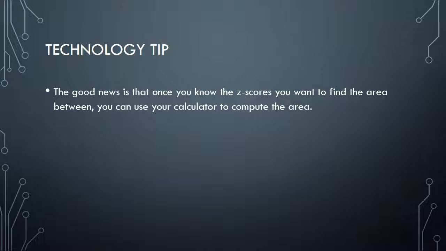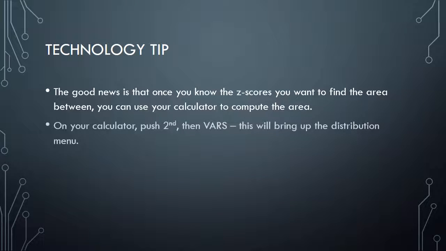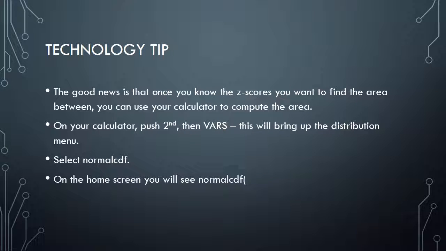Now, the good news is that once you know the z-scores, you want to find the area between. You can use your calculator to do that. On your calculator, you're going to push the second button and then the VARS key, the V-A-R-S. This key is directly to the left of the clear button. This will bring up what's called the distribution menu. You'll notice in blue above the VARS, the variable key, it says DISTR for distribution. You're going to select normal CDF. This is number 2 in the menu. Number 1 is normal PDF. You don't want that. You want the second one, normal CDF.